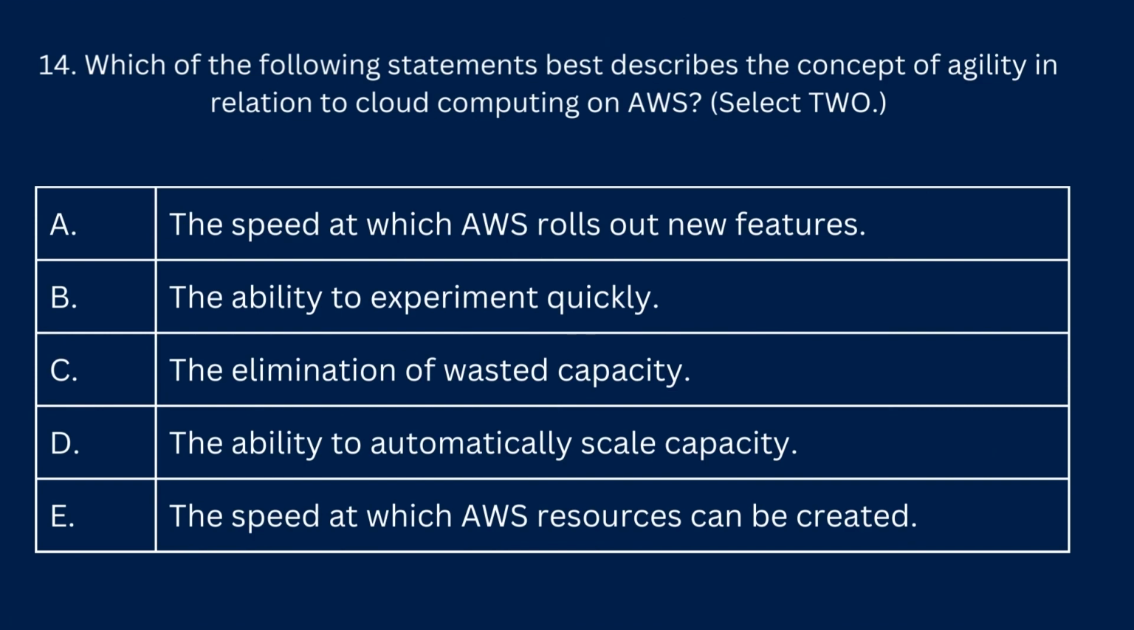Question 14. Which of the following statements best describes the concept of agility in relation to cloud computing on AWS? Select 2. A. The speed at which AWS rolls out new features. B. The ability to experiment quickly. C. The elimination of wasted capacity. D. The ability to automatically scale capacity. E. The speed at which AWS resources can be created.